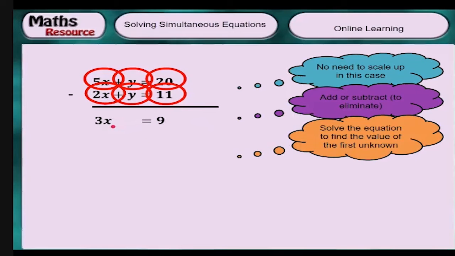I can then solve that equation to find out what x is. So I do 3x divided by 3 gives me x. And 9 divided by 3, because I've divided this side by 3, I have to divide this side by 3. So 9 divided by 3 is 3. So x equals 3. Okay, so remember, these are the same signs, so it's a subtract.